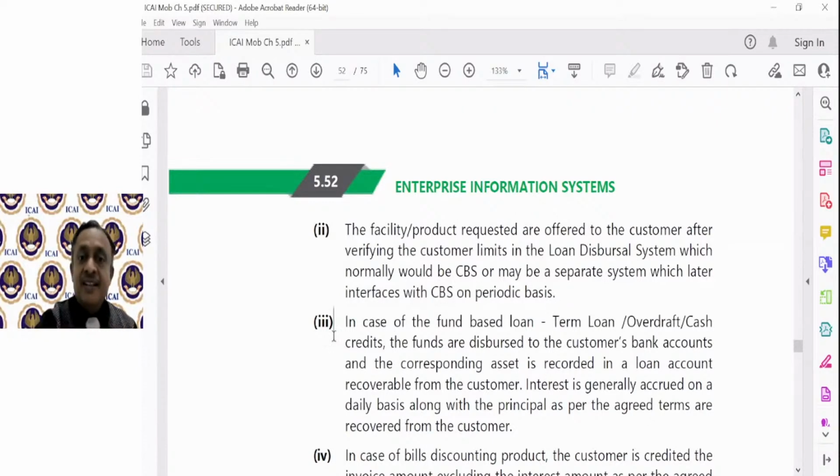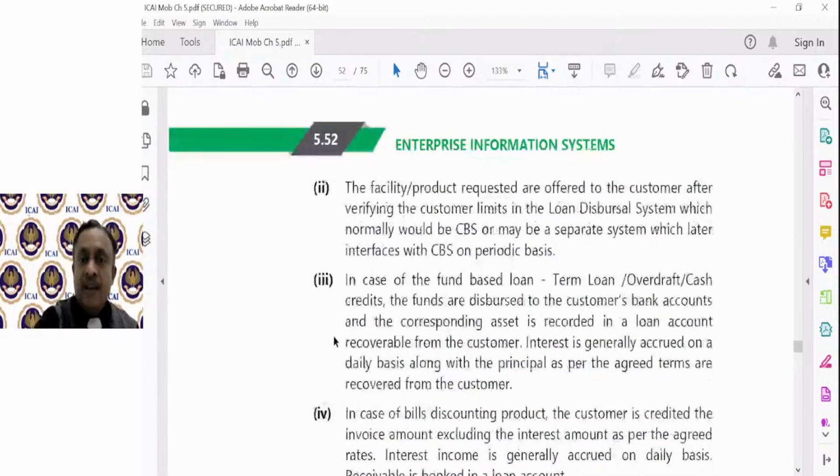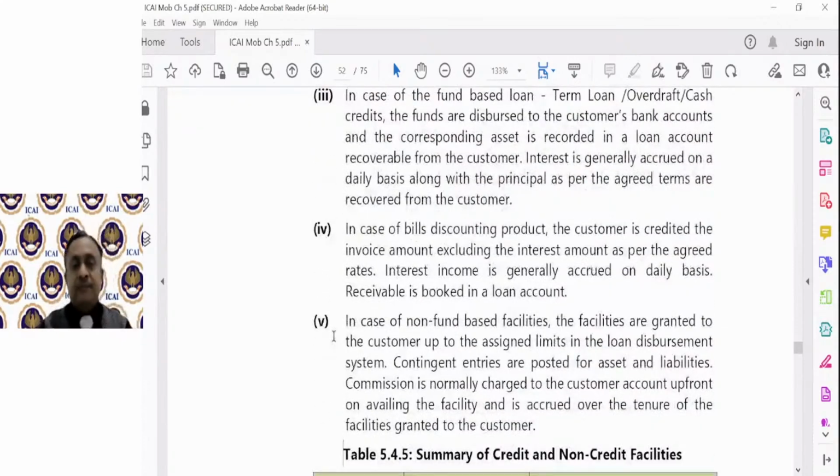Okay. Then in case of fund-based loan, like term loan, overdraft, cash credit, the funds are disbursed to the customer's bank account and the corresponding entry is made. Okay, so that is an accounting transaction. Then interest is generally accrued on a daily basis, the daily product based calculation as per the terms of the sanction. Then bill discounting, the customer is credited the invoice amount excluding the interest. So if the banker has discounted the customer invoice, then interest is an upfront debit, as per agreed rates, and then interest income is accounted on accrued basis.